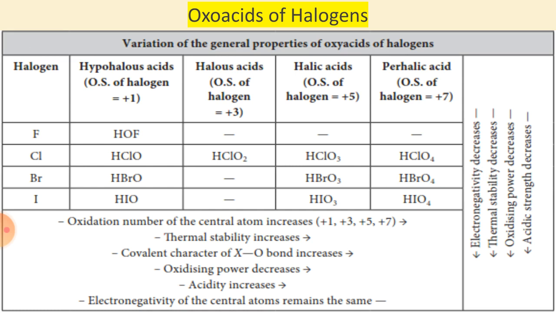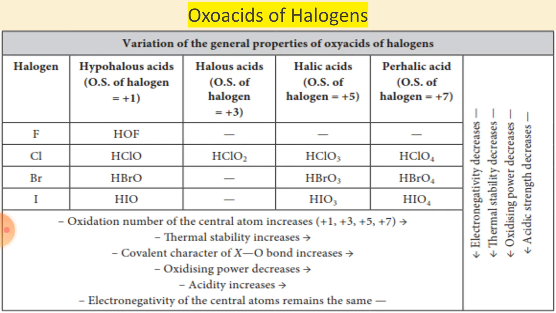So look at the table. Here variations of general properties of oxo acids are given in the form of a table. The halogens are fluorine, chlorine, bromine and iodine. Then hypohalous acid, that is the halogen having plus one oxidation state. So I told you that fluorine only forms HOF.